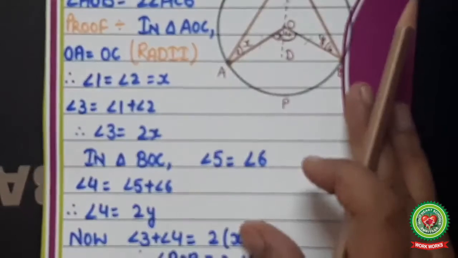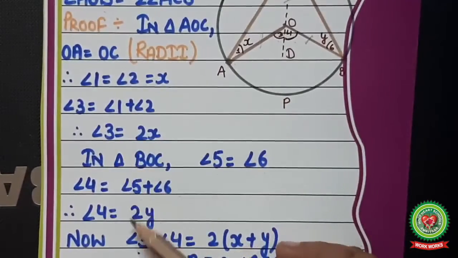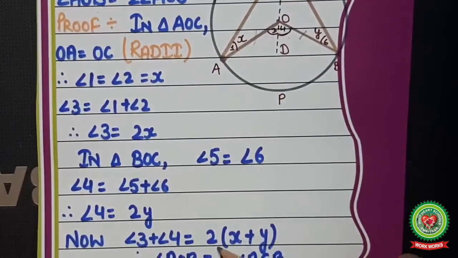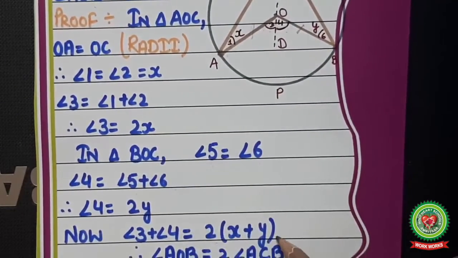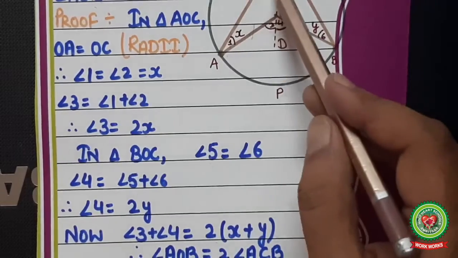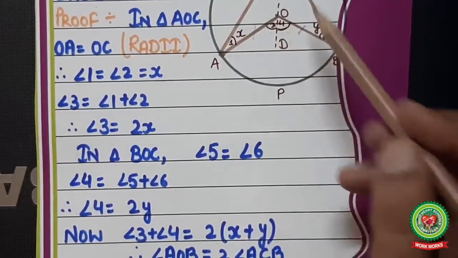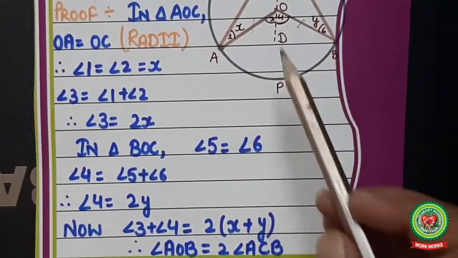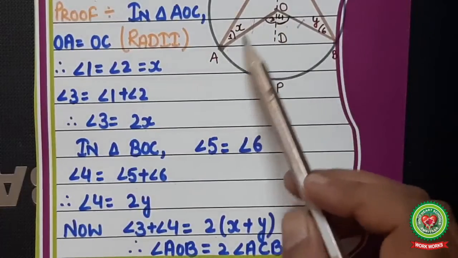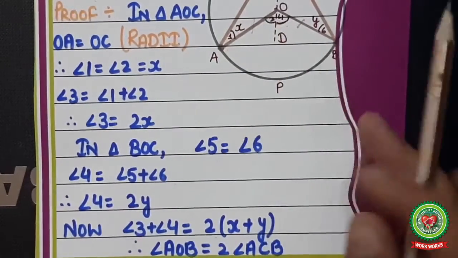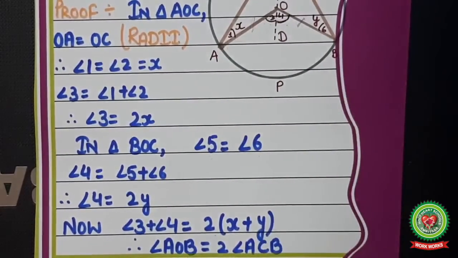Now add these both angles, angle 3 and angle 4, and we get 2 times x plus y. What is x plus y? This angle, angle ACB. So angle 3 plus angle 4 will become this angle, angle AOB. Therefore angle AOB is equal to 2 times angle ACB. Now children, we will do one question related to this theorem.